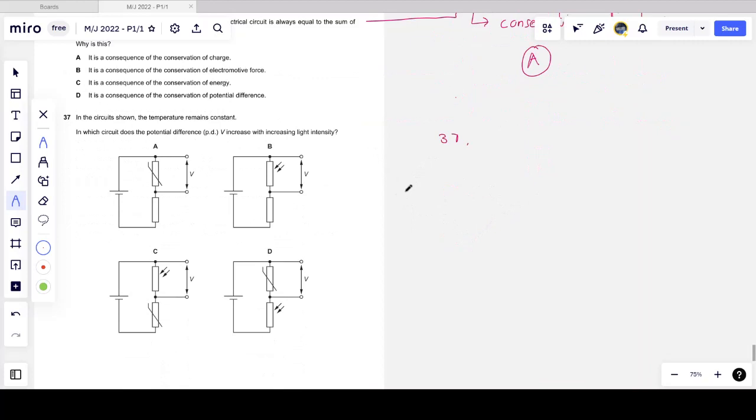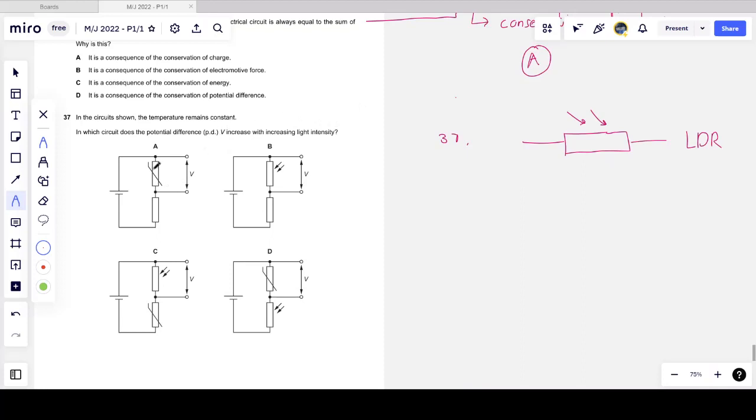Okay, question 37 tests our knowledge of light-dependent resistors, or LDRs. An LDR has the circuit symbol of a usual resistor, but with two arrows pointing towards the resistor at an angle. So we call this a light-dependent resistor. Its resistance changes when the light intensity changes. Now, in the circuits shown, the temperature remains constant. In which circuit does the potential difference V increase with increasing light intensity?